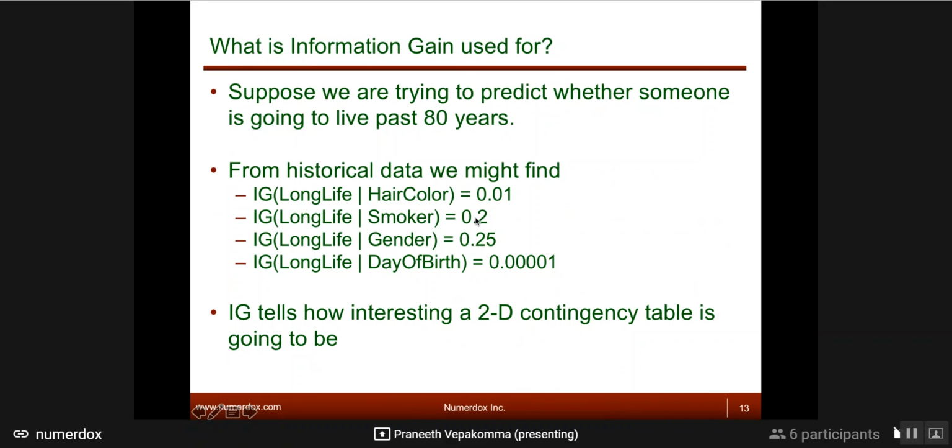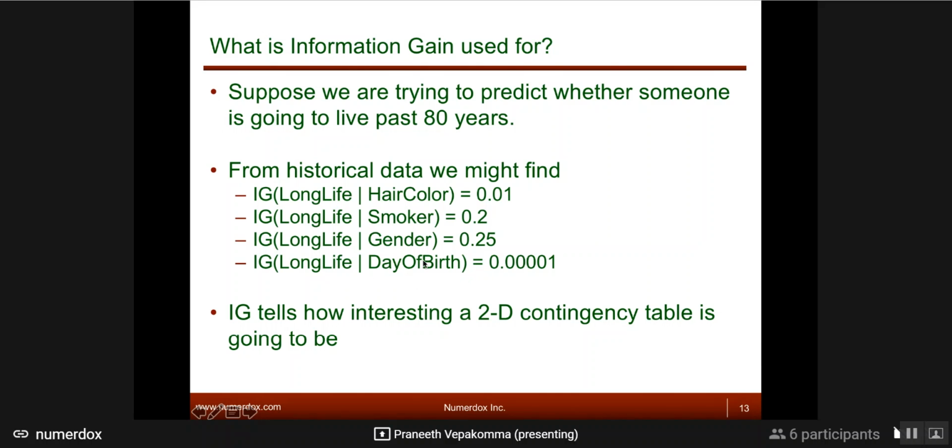Smoker, it is giving a lot more information, because smoking, as we know, can cause a lot of ailments, especially things like lung cancer, right? So we know a lot of things can affect your long life if you're a smoker. Gender, we've been studying before that, we had that a slightly higher proportion of women have been having a longer life than men in general. Similarly, day of birth has nothing to do, right? You could be born on December 31st or Jan 1st or something.